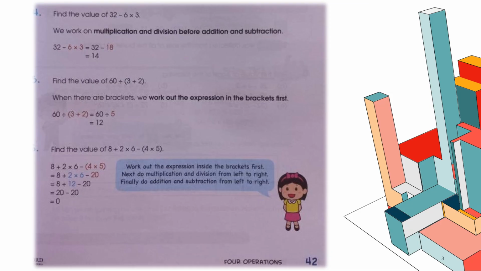In question number 4, we have to find the value of 32 minus 6 multiplied by 3. Here we have another rule which says we work on multiplication and division before addition and subtraction. So first we multiply 6 and 3 and then we subtract the answer from 32. 6 times 3 is 18. So we have the expression 32 minus 18, which is 14.